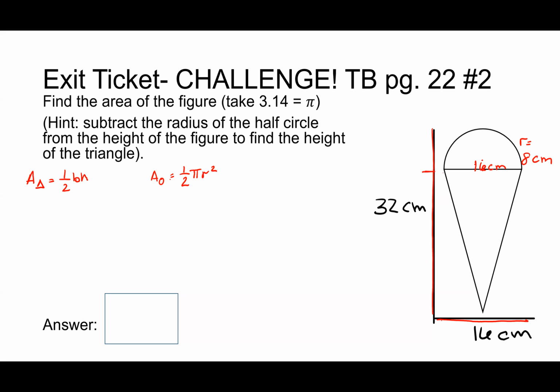Kelly, do you have a question? Base times height. The area of the triangle equals 1/2 base times height, where the base is this measurement right here, and the height is this measurement. Okay, so what you need to do is subtract the radius of the semicircle from the 32 centimeters to find the height of the triangle.